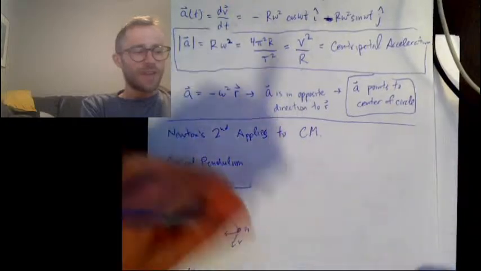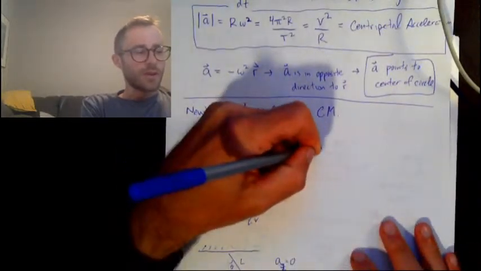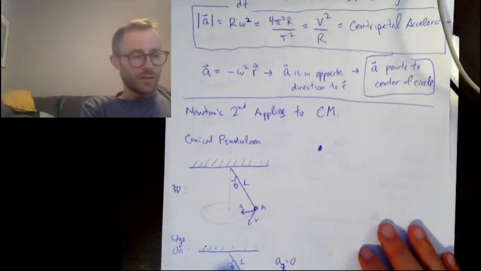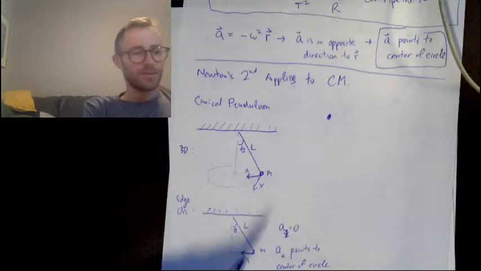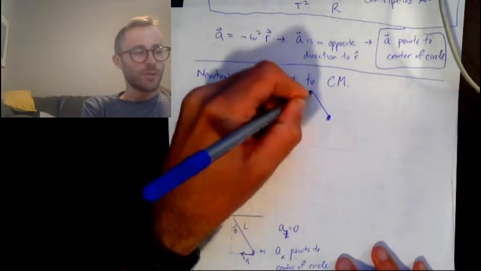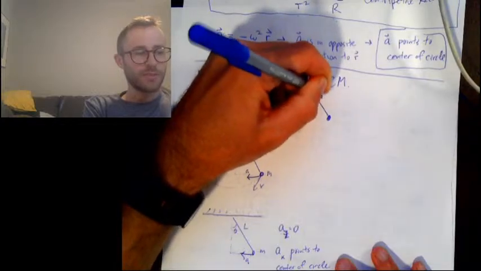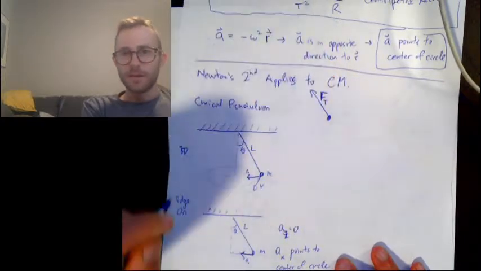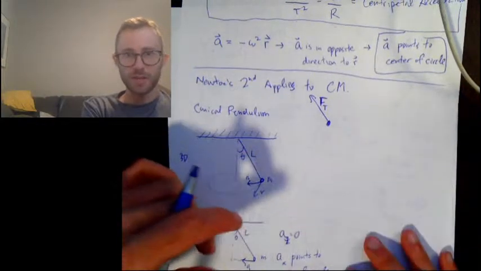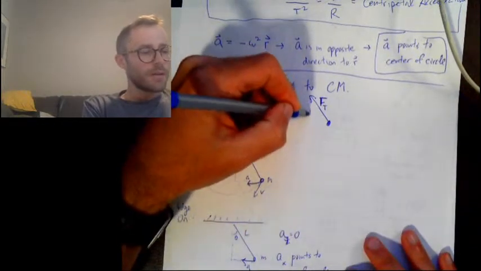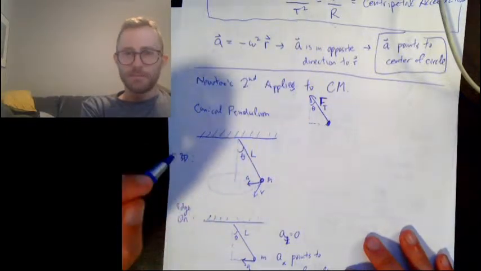So let's analyze this. First of all, I'm going to draw a free body diagram, and we're going to consider the mass at this instant. There is a force of tension. I'm going to call it F sub t for this problem, because we also have the period, which is represented by capital T. And that angle is theta.